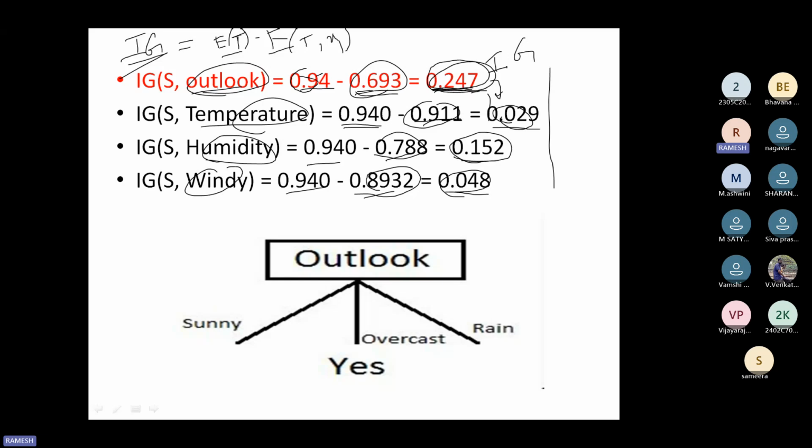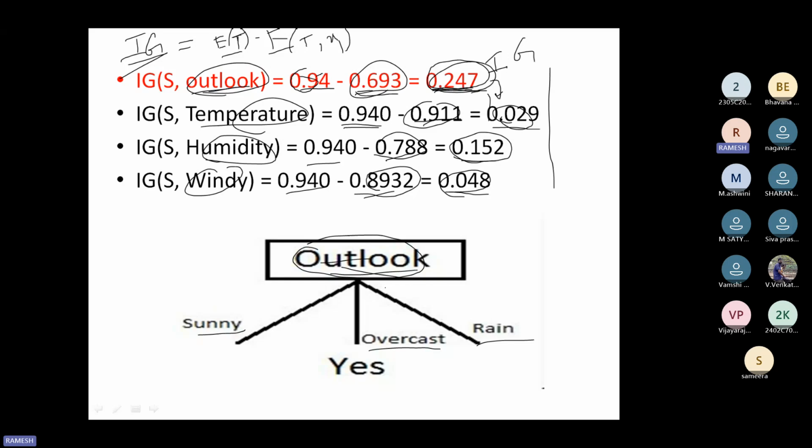So we are taking outlook as the root node for the given data, because outlook is maintaining the highest information gain when compared to other columns. Now outlook is decided as the root node. Outlook values are sunny, overcast and rainy.